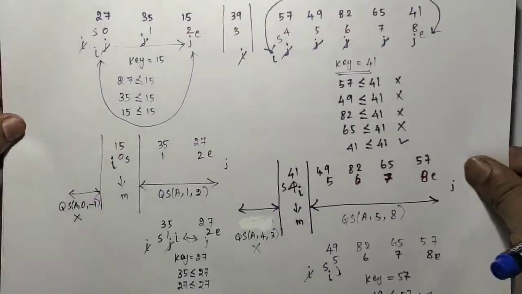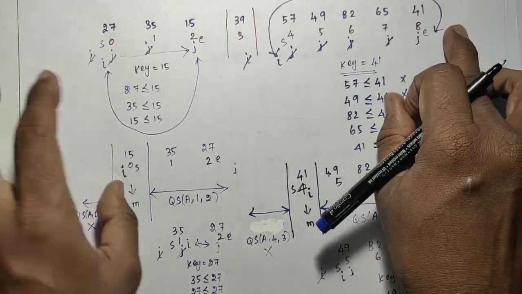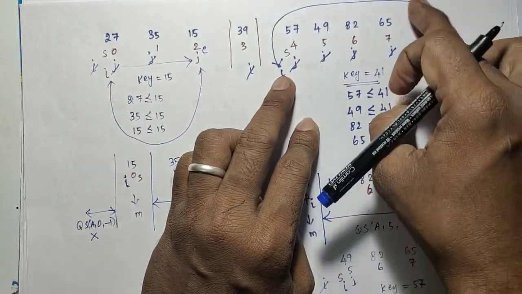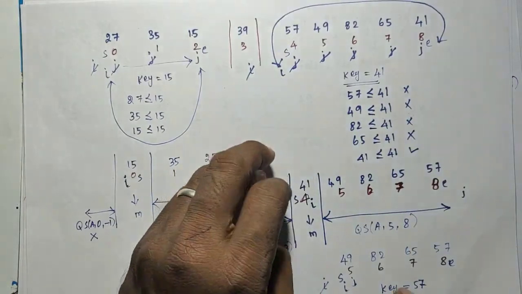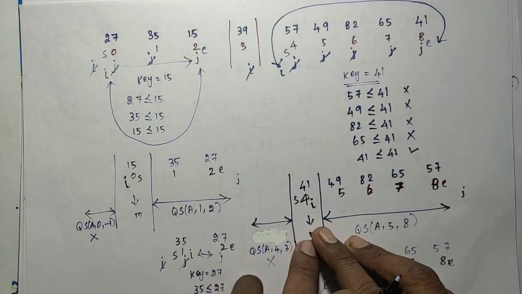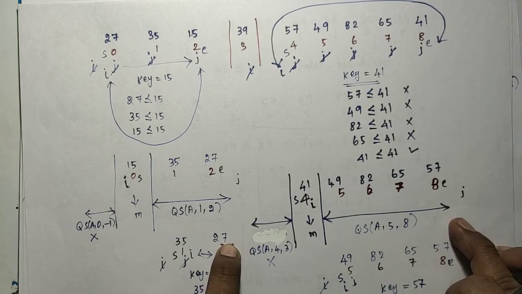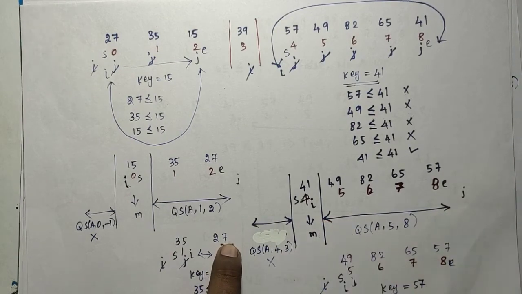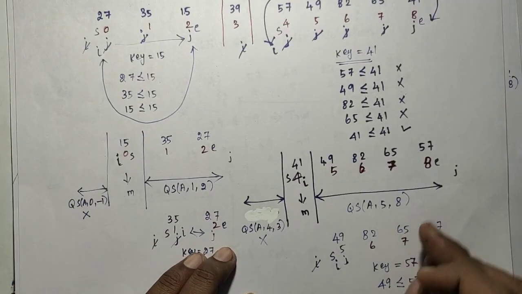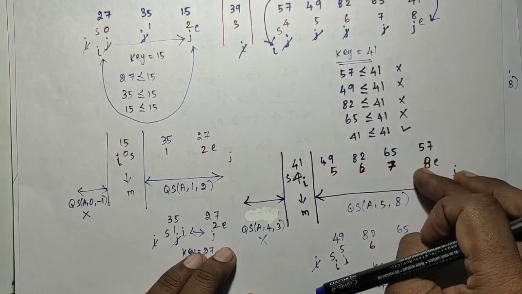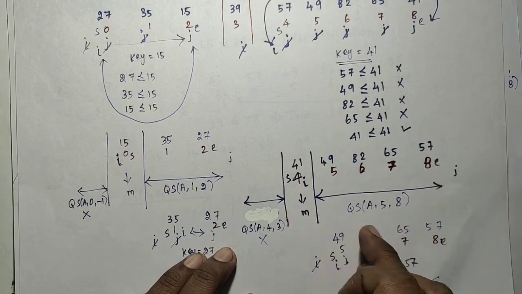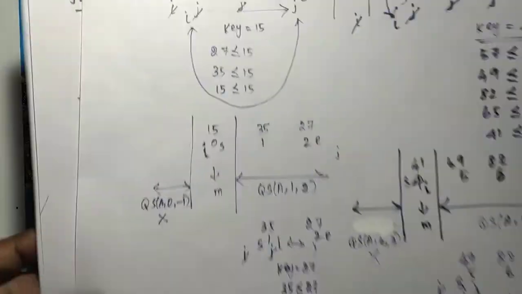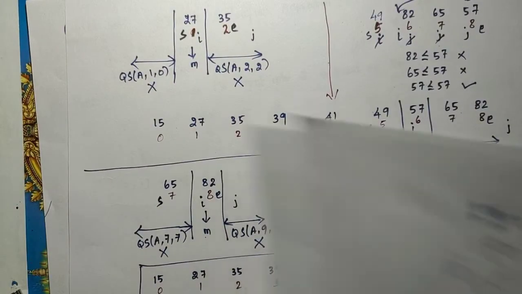And then for the second half, 57 to 41, I have to apply the quick sort. So based on 41, the split occurs here. So 41 is in the split position, left side no elements, right side there are 4 elements. So I need to apply the quick sort for the right side. In the right side, based on the 57, the split occurs. So it means that this fourth position 41 is filled.